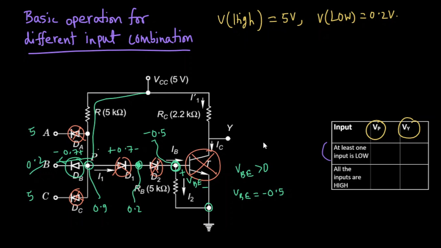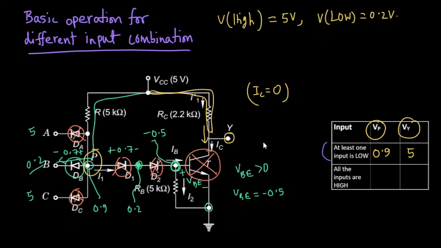We have already calculated the node voltage of P, and the node voltage of P is 0.9. Now we'll calculate the output voltage. The transistor T is in cutoff. As the transistor T is in cutoff, all the currents, the base current, the emitter current, and the collector current will be 0. In this case we need only the collector current. The collector current is 0, so what will be the node voltage? The node voltage will be the same as VCC. So the output voltage will be 5 volt.